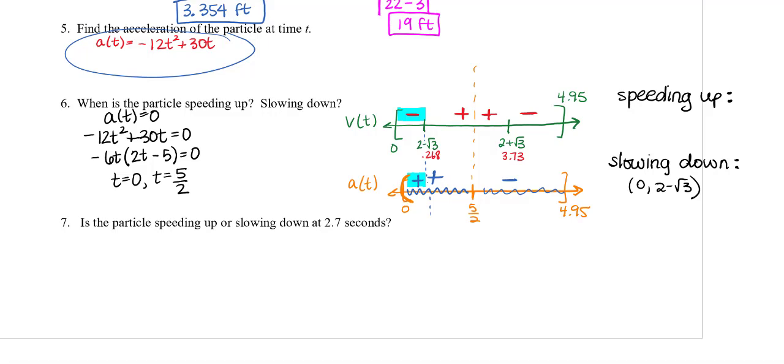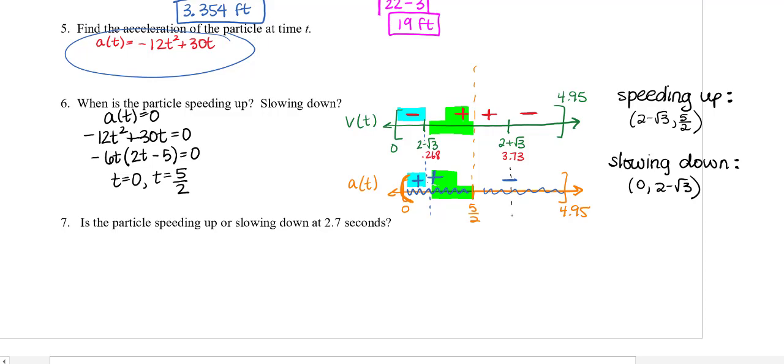Then, if you can see, they are both positive. My velocity is positive and my acceleration is positive in this next section here. So from 2 minus rad 3 to 5 halves, or 2.5, however you want to write it, I am speeding up. And again, you don't want to include any of these boundaries because that's where it is 0, so you're neither speeding up nor slowing down.